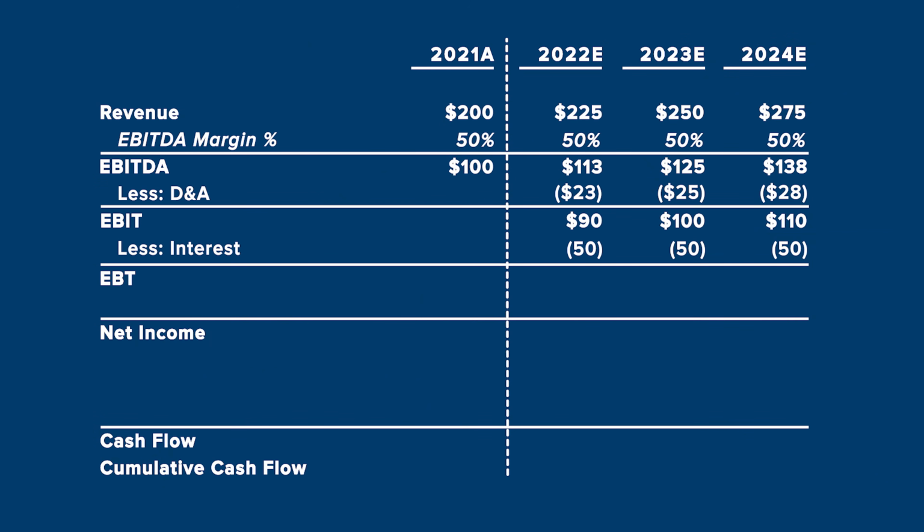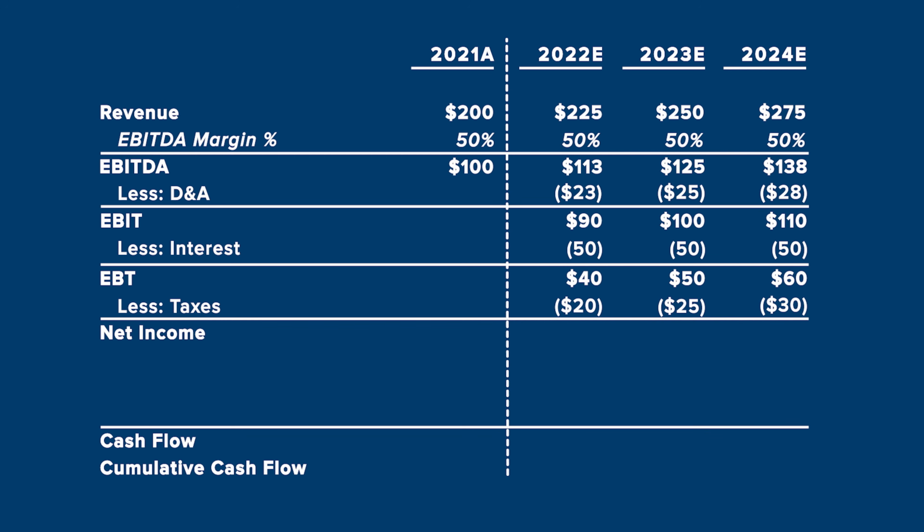So after EBIT, we're going to deduct the same interest figure across the board. So we'll go 90 minus 50, 100 minus 50, 110 minus 50, and that gets us to 40, 50, and 60. Again, these are round numbers, and what we have to do next is deduct taxes. Now we've made the tax rate also easy at 50%, so you're just going to divide by 2, just a straight divide by 2. So then we'll get from 40 divided by 2 to 20, 50 divided by 2 to 25, and 60 divided by 2 to get to 30.